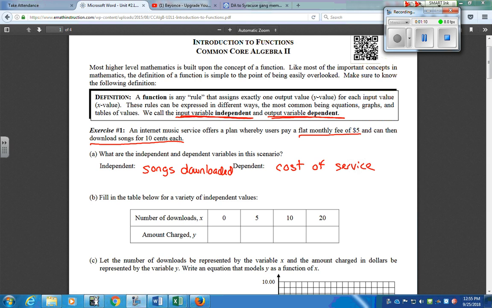Usually the independent variable is going to be connected to what amount changes. So like how they say 10 cents each, that's going to go with that.